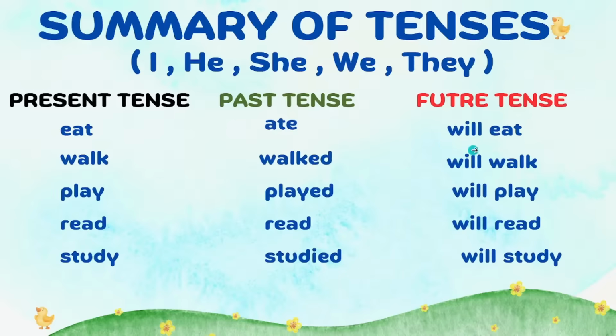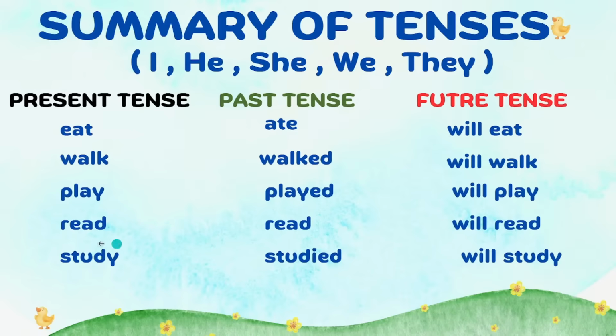Okay. Or going to eat. Okay? It depends on how you are going to use the word, will for the future or going to. Okay? And for the action verb walk, the past tense is walked. There's -ed. Okay? And the future tense is will walk or going to walk. Okay? Now for the verb play, it's going to be played. There's -ed. Okay? And will play or going to play.